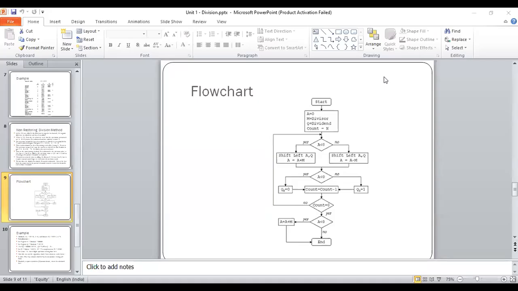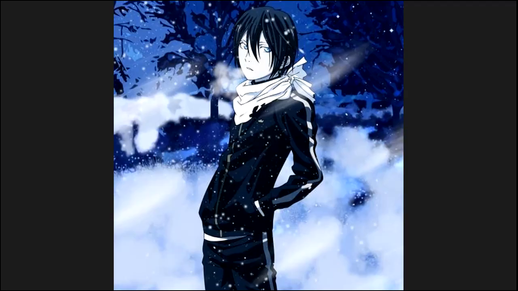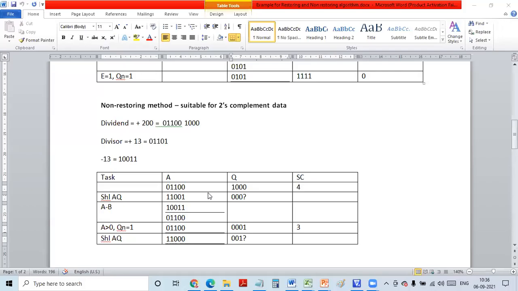Similarly, 13 is plus 13. This is one way. This is your total dividend, and this is your divisor. Load your dividend in the registers A and Q. Ma'am, we are seeing PowerPoint. It is in PowerPoint. Yes, ma'am. Now we can see Word.